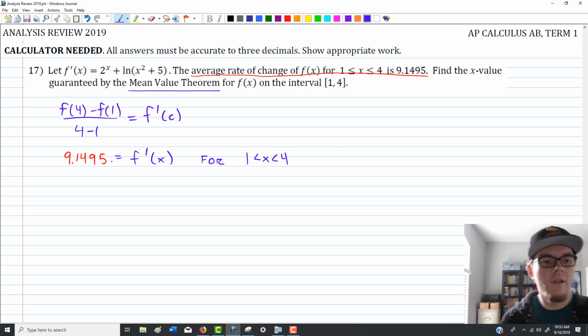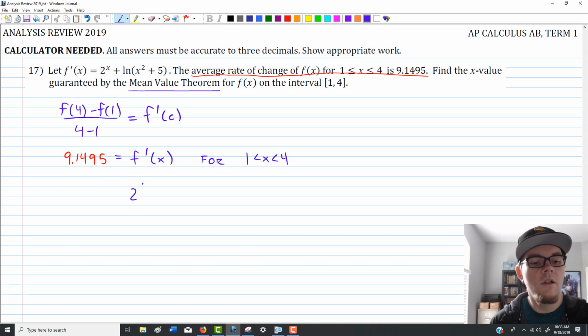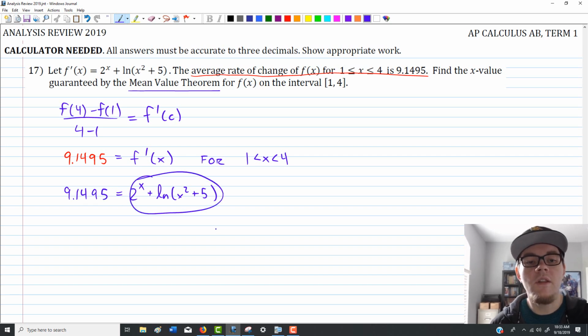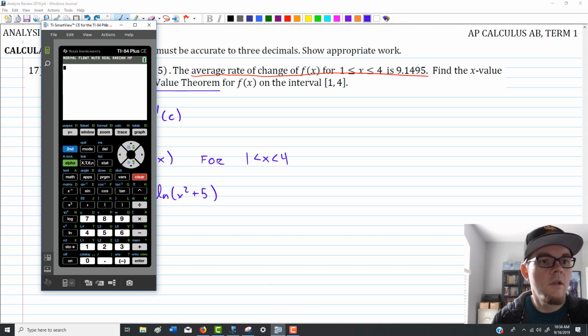So in order to do this, we need to keep in mind that we know the equation here. The equation of f prime of x is 2 to the x plus the natural log of x squared plus 5. And so we just need to figure out when this is true. Now normally we could just solve this equation, but since this is an equation involving such crunchy things, we need a calculator to be able to find it for us. We'll solve the equation by finding the intersection of their two graphs. So let's go in and take a look.